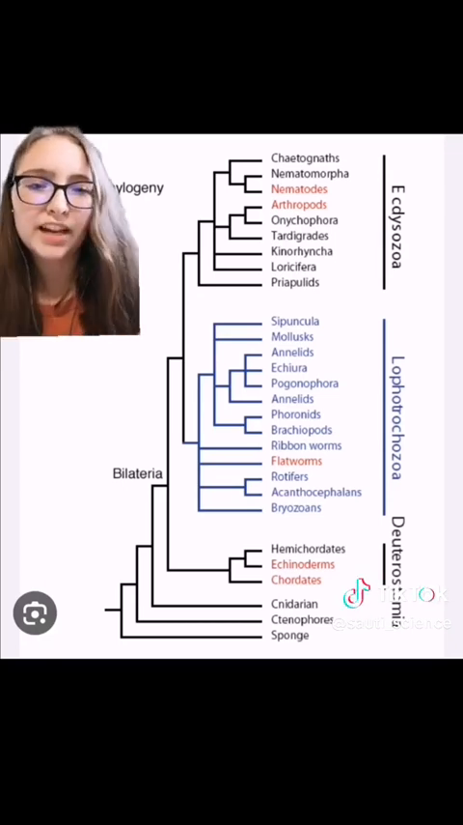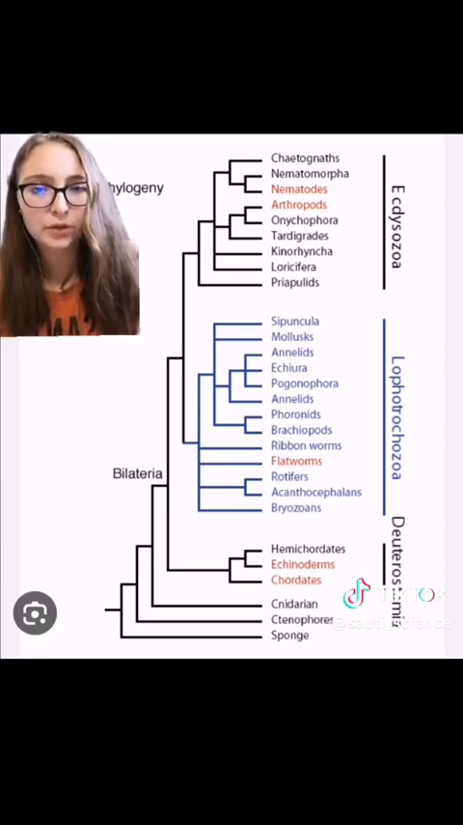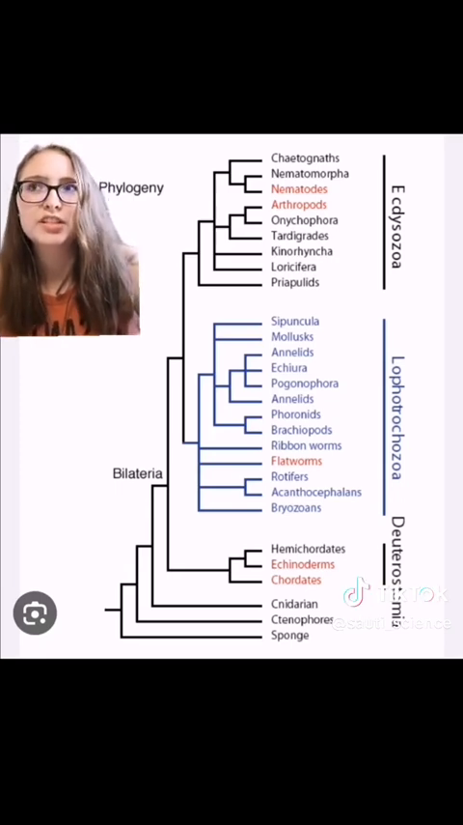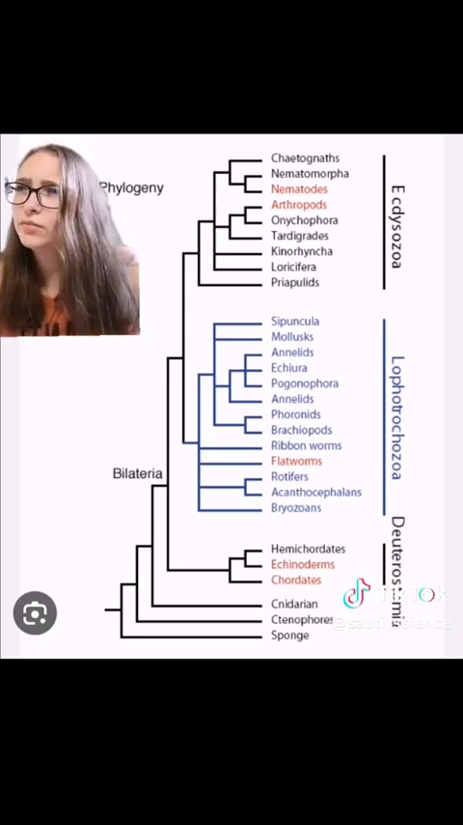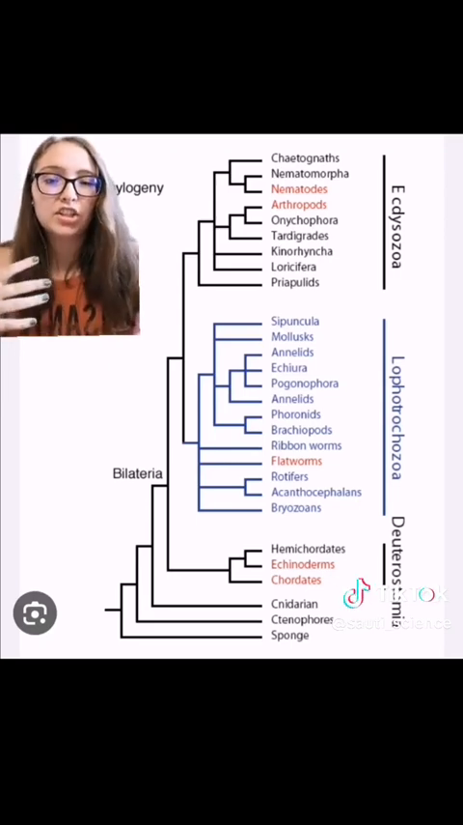And then up a bit later we have ecdysozoa, which includes things like insects and roundworms. No, sorry, not roundworms. What are nematodes? Nematodes are roundworms, annelids are segmented worms. Never mind. So this is a basic phylogeny.